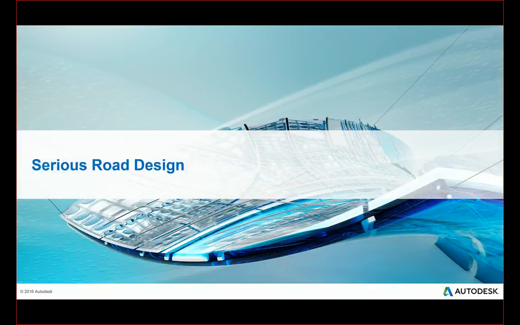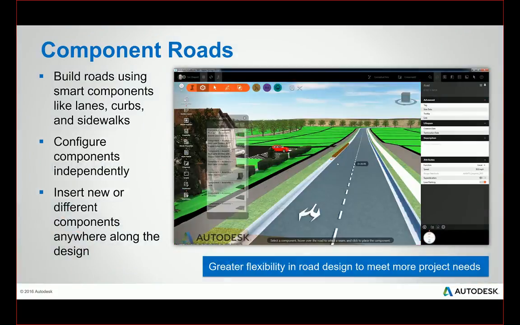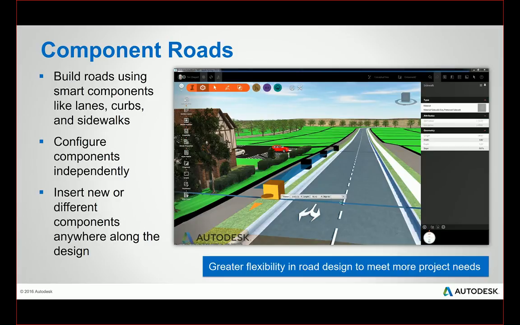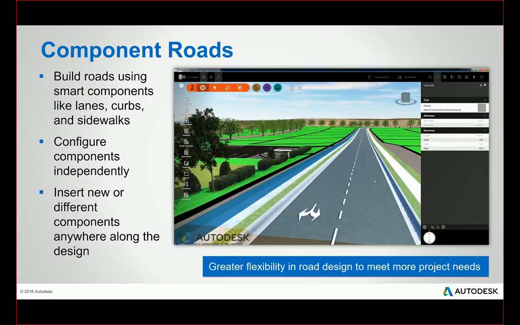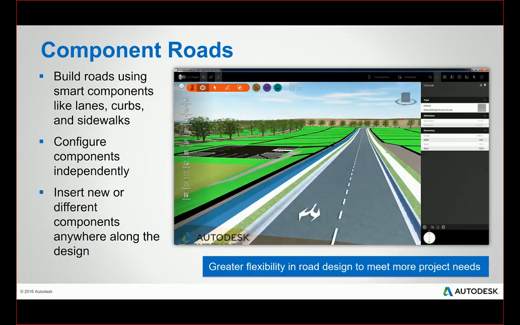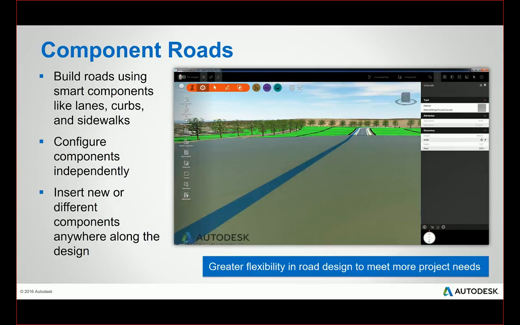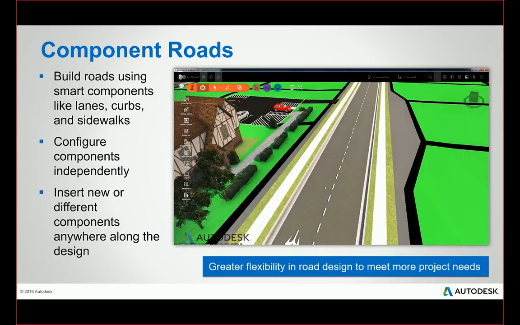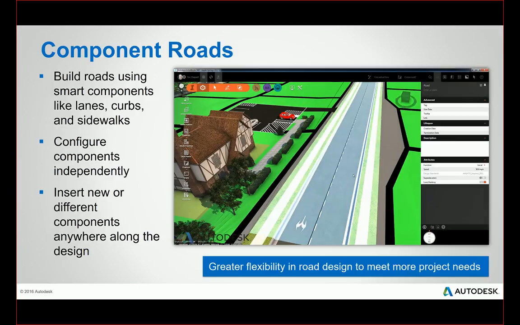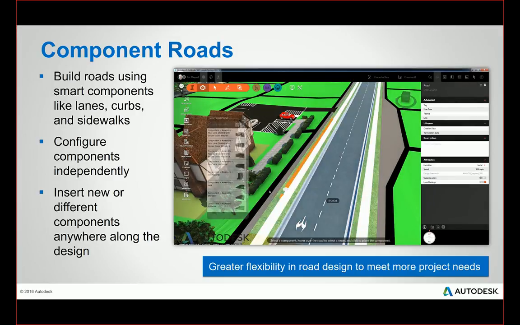So now let's look at some of the serious road design features. With the latest release of InfraWorks 360, you can build roads using smart components like lanes, curbs, sidewalks, barriers, shoulders, whatever information you need. Each component can be configured independently, as is being done with the sidewalk in the current example.